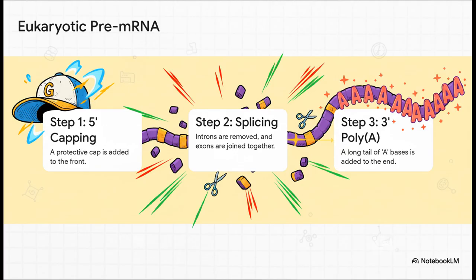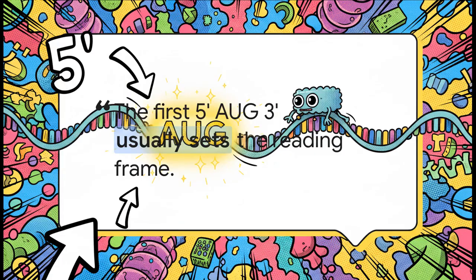It's got to get its hat, its good clothes, and its tail before it can leave the nucleus. All right, so our mature mRNA is now out in the cytoplasm. The ribosome, the protein-making machine, needs to find it and start reading. But where does it start?